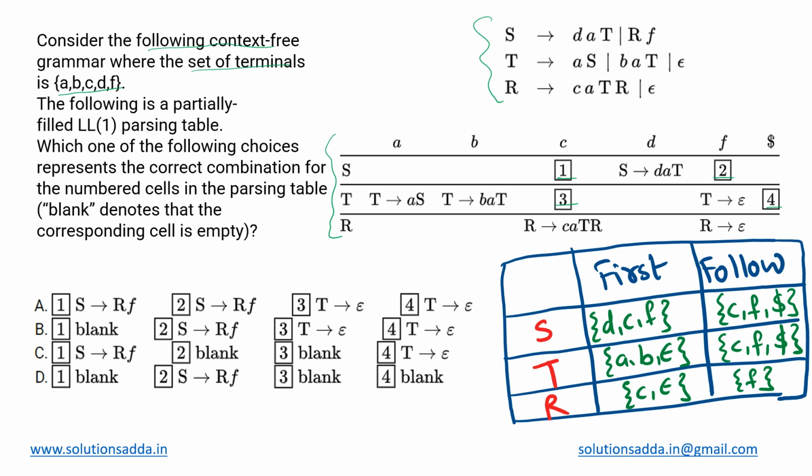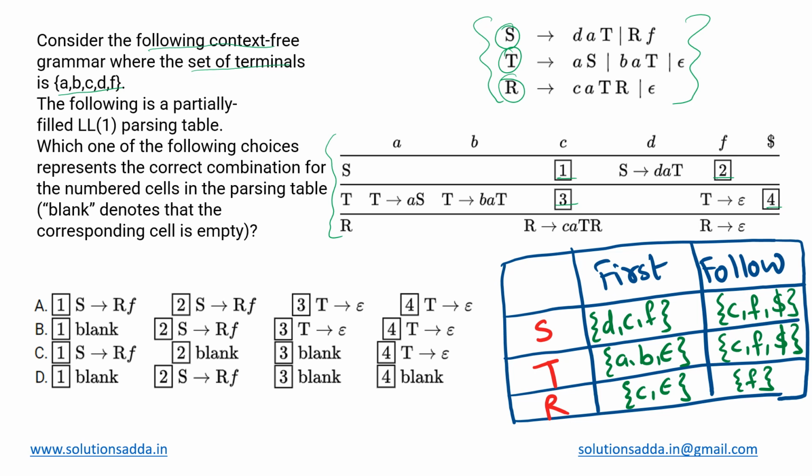So what would we be filling in these blank cells? That has to be determined. For that, this is our given grammar, and in order to create an LL1 parsing table, first we need to find out the first and follow of all these non-terminal symbols. So we have created this first and follow table over here.